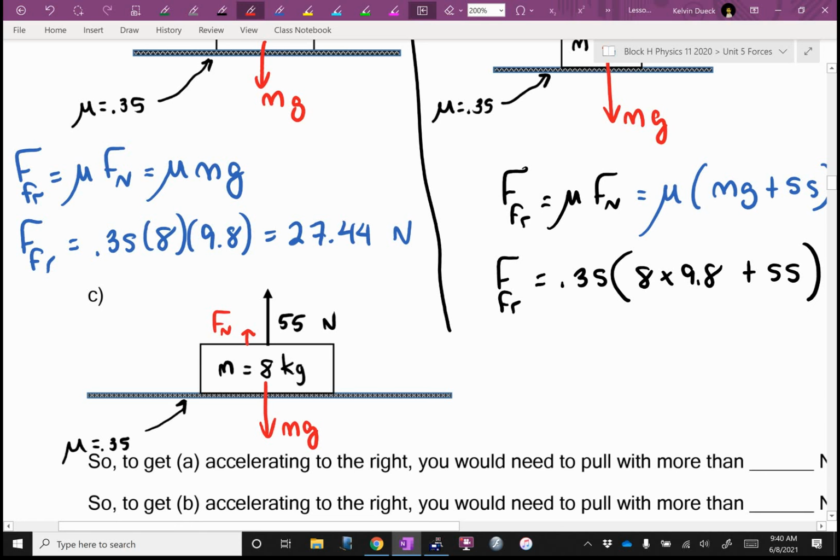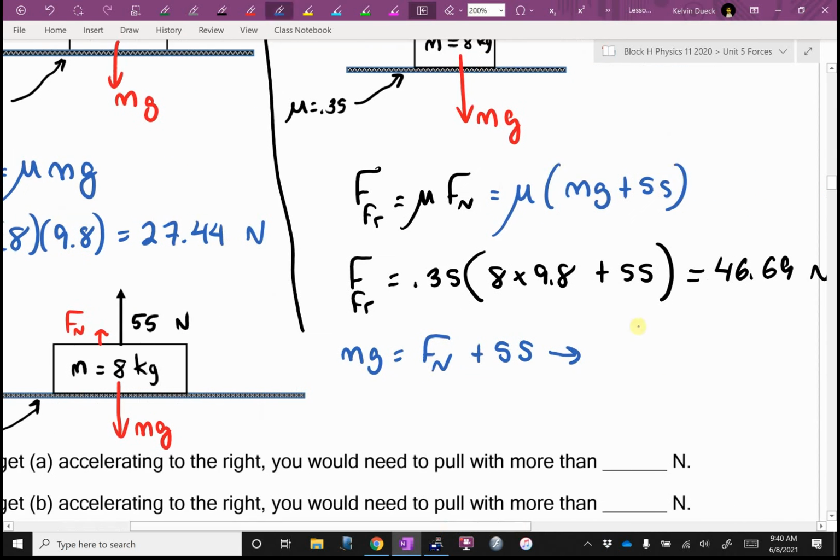I'm going to need to calculate the normal force. How? Are we sinking into the ground like quicksand? Are we flying like Superman? What that really means is everything down has to equal everything up. What's everything down? Has to equal what's everything up? How would I get the normal force by itself? So the normal force is equal to mg minus 55.